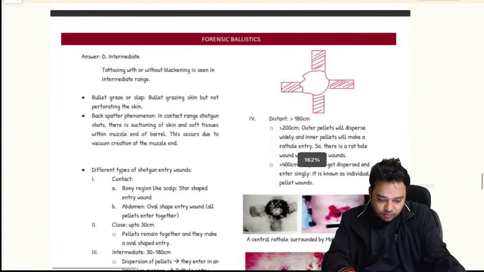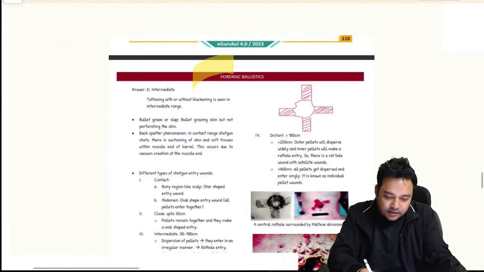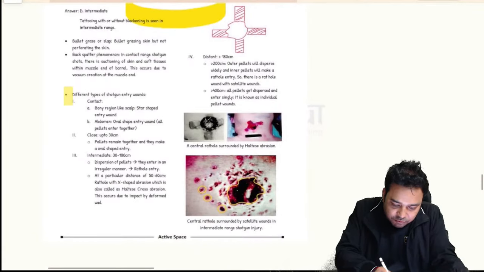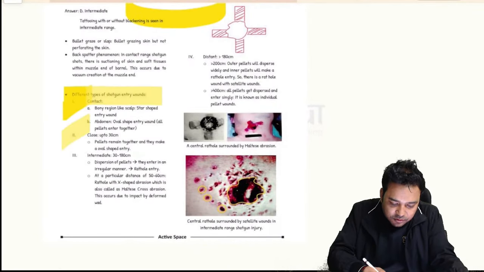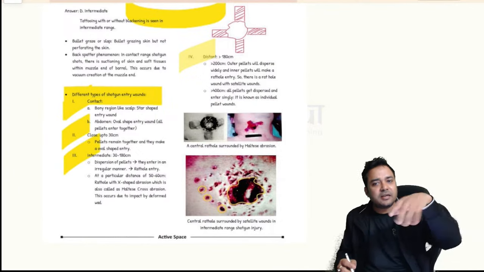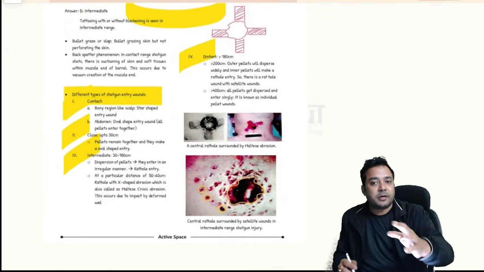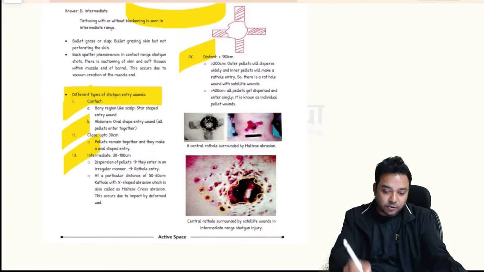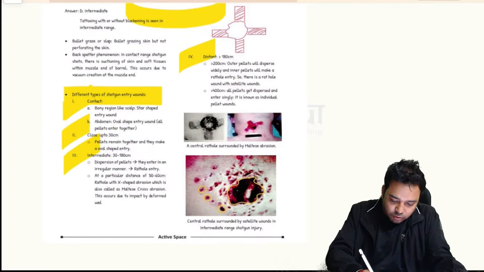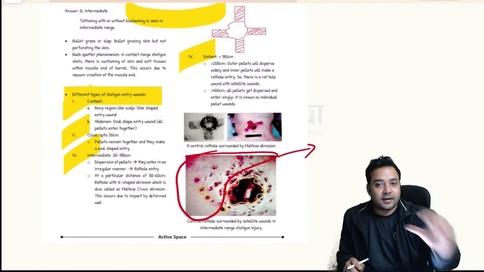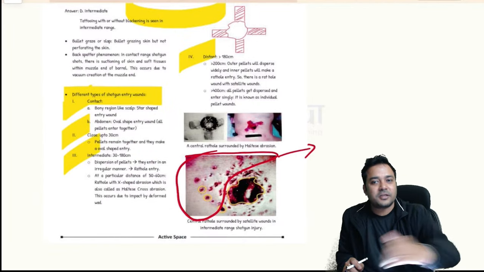And this is what we have covered in our ballistics also, in our eGurukul 4.2. All these are different types of shotgun entry wounds: contact range, close range, intermediate, distant. In detail we have covered with images and all. And this topic is important for our PG exams too. Like I will tell you, in our INICET exam, they showed you a frame of this image and they asked what is the range of the shotgun. And this is an important topic for prof, for future exams too.